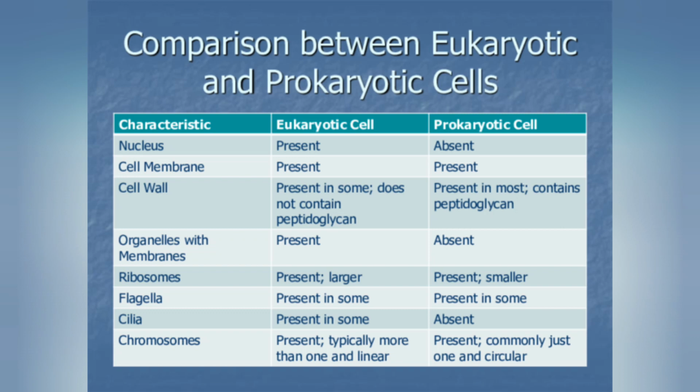Flagella are also present in some cells, and in prokaryotes there are also different types of flagella. Cilia are present in eukaryotic cells but absent in prokaryotic cells, and the chromosomes are present in the eukaryotic cells. In prokaryotic cells, the chromosomes are in the form of a circular structure, also known as plasmids.